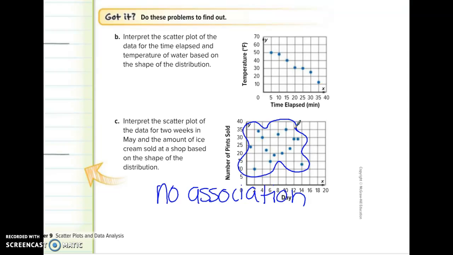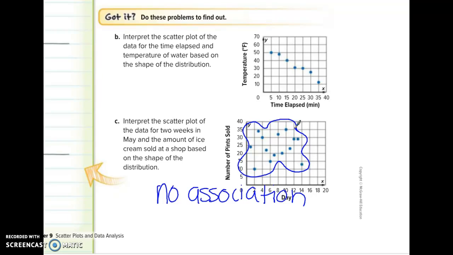We also can't interpret anything because there's no association. So we can't say that as the days went on, the amount sold went up. We can't make that kind of interpretation because there's no association. There's nothing that we can say about this data.